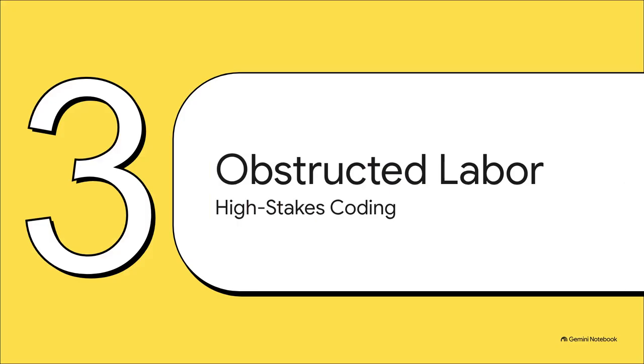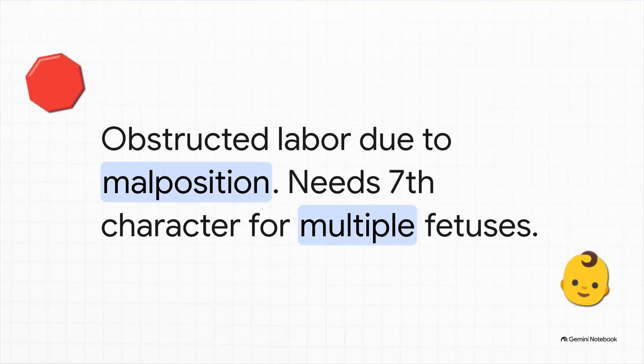Section 3, Obstructed Labor and Emergencies, High-Stakes Coding. We are moving from dysfunctional labor straight into mechanical obstructions and intrapartum emergencies. Category O64 is reserved for obstructed labor that is specifically caused by malposition or malpresentation. We're talking about situations like a breech presentation or a transverse lie that is physically blocking the delivery process. And remember, there is a critical rule here. If you're dealing with multiple fetuses, O64 requires strict attention to the seventh character so you can identify exactly which fetus is causing the obstruction.